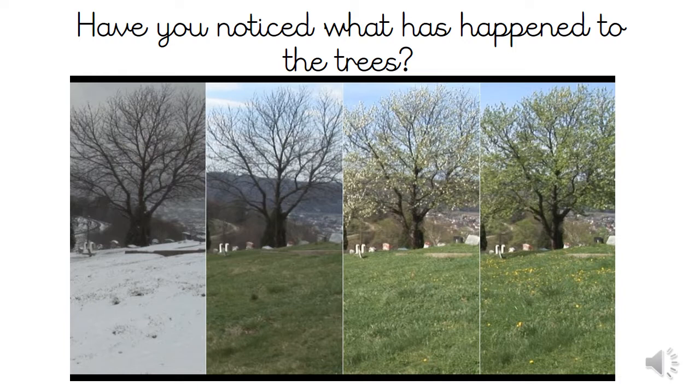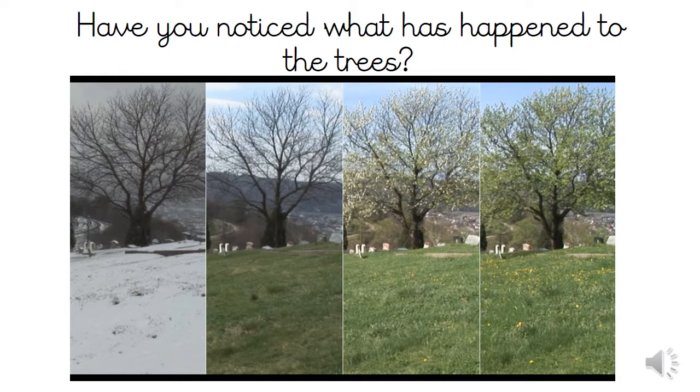Okay, so let's have a look at the first tree. Well, the first thing I noticed is there's snow on the grass, so it must be in winter. And we can see that there are no leaves on the trees. That's because in winter, a lot of the trees, not all of them, the leaves fall off the trees because it gets really cold.